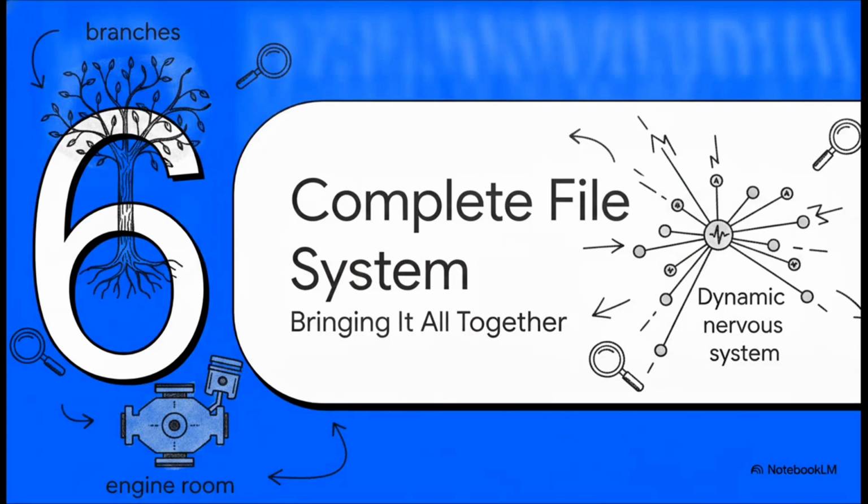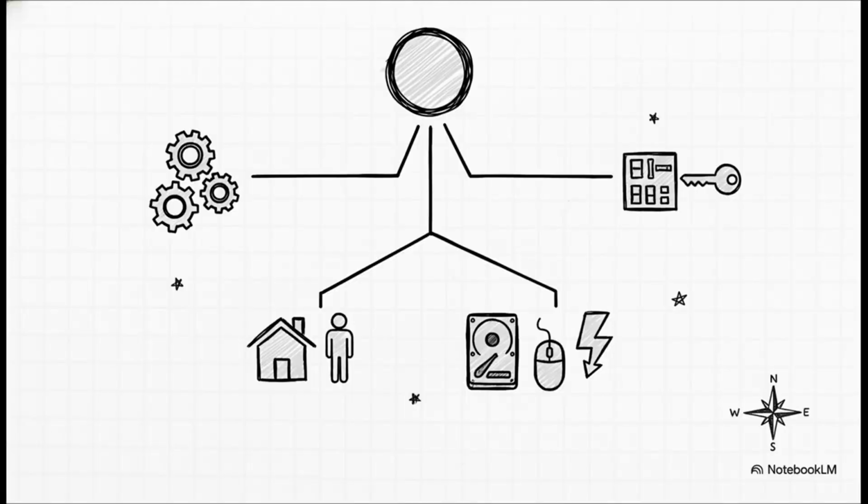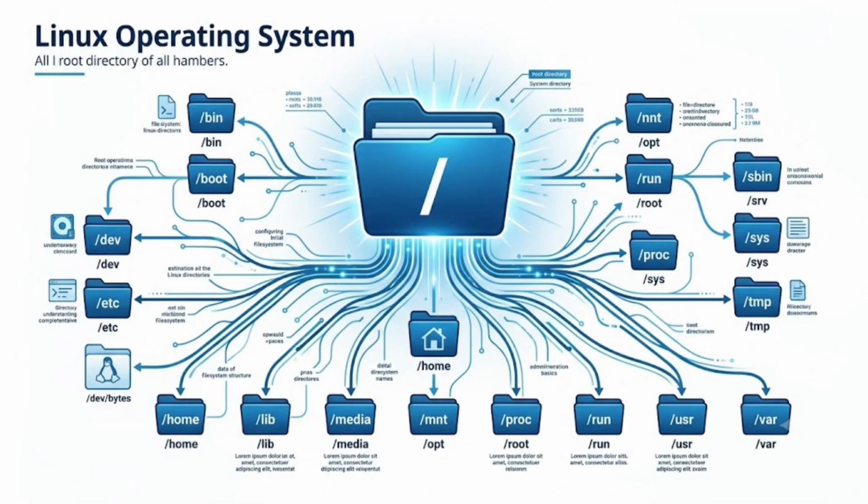Finally, part 6, the complete file system, bringing it all together. And this brilliantly illustrates exactly why Linux is so powerful. Look at how logical this whole thing is. Instead of scattered drives, we have the root at the very top. From there, it neatly branches into our commands in bin, our user spaces in home, our master settings in etc., and our live hardware connections in dev and proc. Everything has a specific, intentional place.